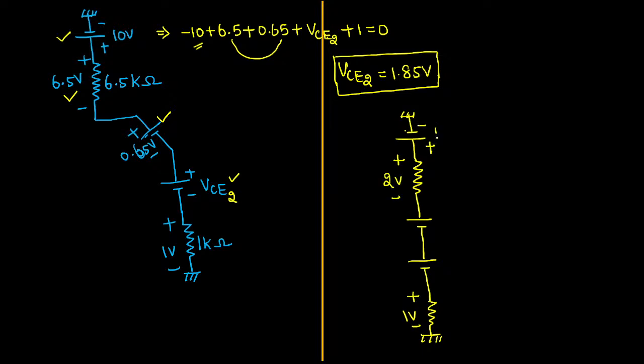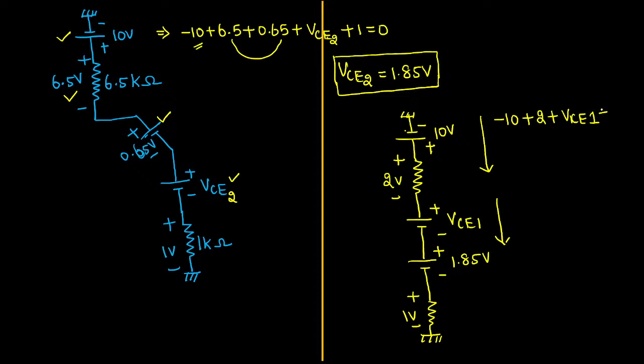The supply voltage is 10 voltage, and the second transistor's collector to emitter voltage is 1.85 voltage. But for the first transistor, the collector to emitter voltage is unknown. Can we apply KVL again? Again travel from top to bottom. If you go like that, it will become, as usual, minus 10 voltage plus 2 voltage plus the collector to emitter voltage drop of the first transistor plus 1.85 voltage plus 1 voltage equal to 0.